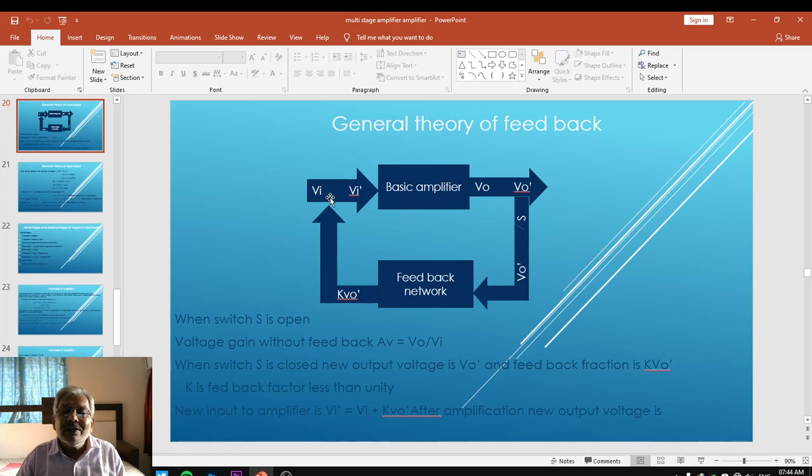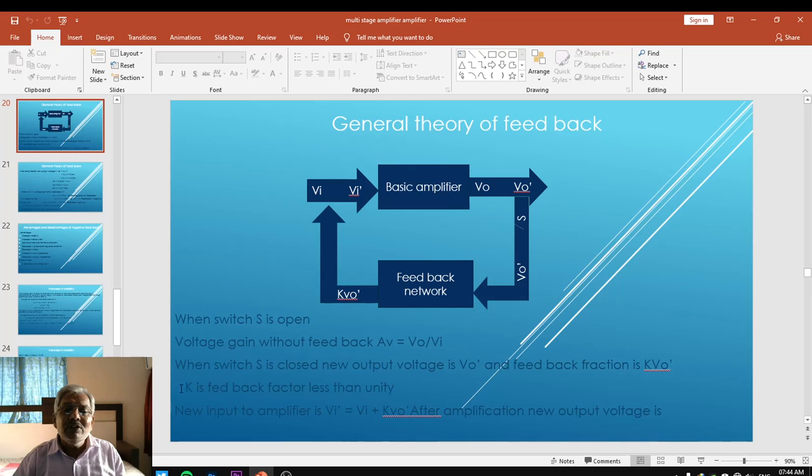Then we can say when switch S is closed, the new output voltage is Vo dash and the feedback fraction is K times Vo dash, where K is the feedback factor whose value is always less than 1. The value of K should always be less than 1, remember that. If K becomes equal to 1, the entire voltage will be fed back to the input. But we are providing a fraction of the output, so the feedback factor K should be less than 1.